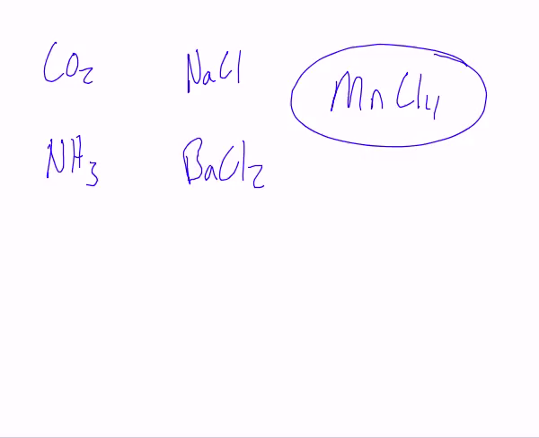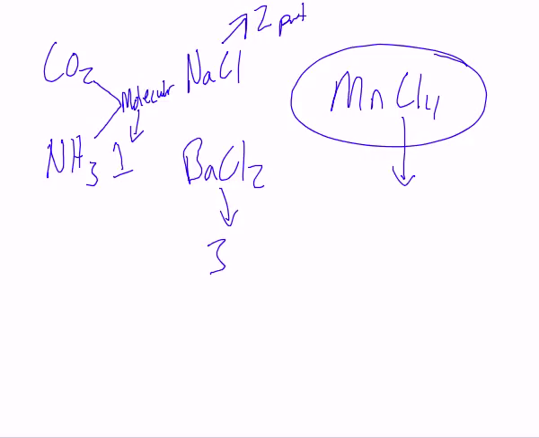Is CO2, are these going to break up right here? No, they're molecular. So how many particles will they have? They're going to have 1 particle each. NaCl is going to have how many? 2 particles. BaCl2 is going to have 3. And then MnCl4 is going to have 5. So that's going to have the most bang for your buck. The most particles dissolved in solution. All right? Those are the types of questions you're going to have.